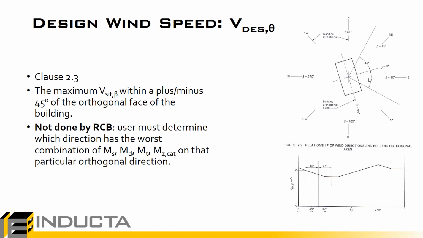RCB does not do this. We assume that whatever site wind speed calculated by the software is the worst case one in a plus minus 45 degree radius, so that is what we use as our design wind speed. So again, if there's going to be some worst case value, be it either by shielding or terrain in that plus minus 45 degree segment, the user has to consider that by themselves manually. The program will not consider it. So the program, in summary, considers site wind speed to be equal to the design wind speed.